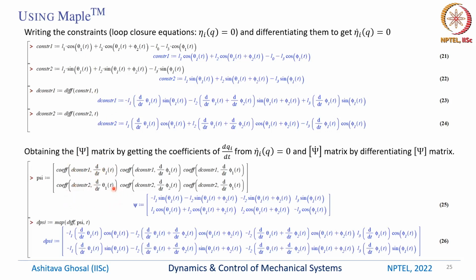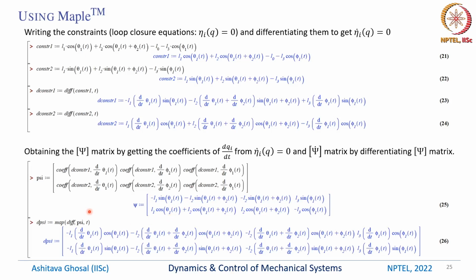Similarly, the coefficient of theta 1 dot in the second derivative of constraint 2, and likewise the coefficient of phi 2 dot from the first equation, phi 2 dot from the second equation, and then phi 1 dot from the first equation and phi 1 dot from the second equation. So we will get a psi matrix as 2 by 3. So there are 2 rows and 3 columns, and these are the terms. So this is one term, this is the second term, and this is the third term. So we get the psi matrix, which is a 2 by 3 matrix.